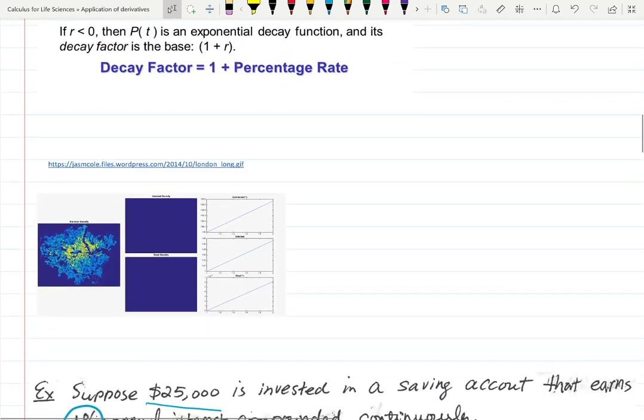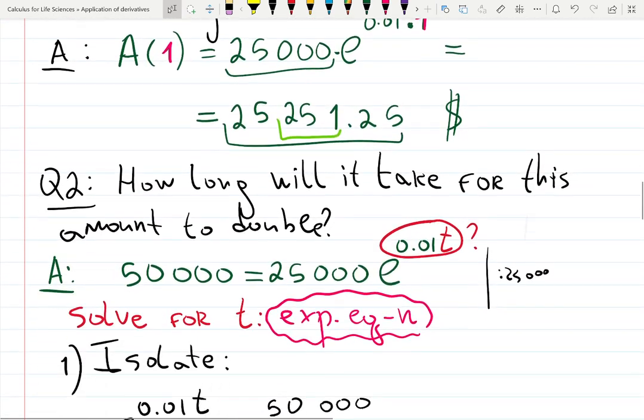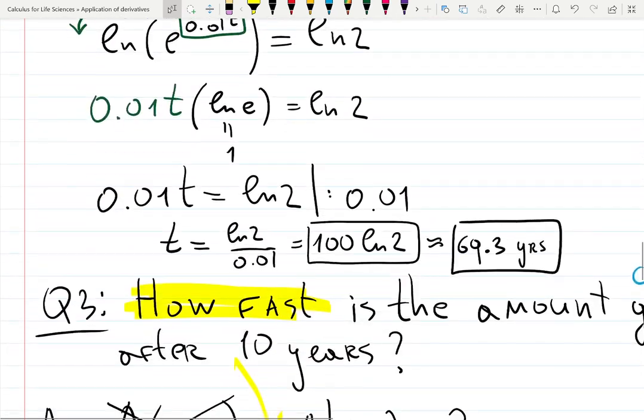K can be a growth rate or decay rate, and T is time: days, minutes, seconds, years. So we did one example. If you're investing money, that's your P0, the initial value, and then they promise you a 1% annual interest rate. T is in years, and 1% was your growth rate, 0.01. We calculated this and that, including the speed.